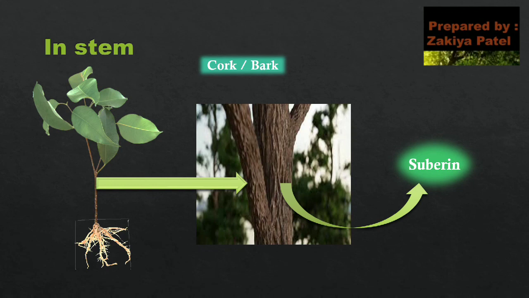Clear, dear students, that the bark of a tree has a chemical. What is the name of that chemical? The name of the chemical is suberin, and suberin helps in gaseous exchange and water loss from the stem or bark of the plant.